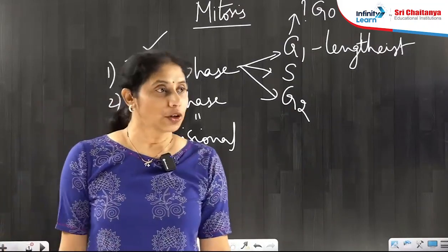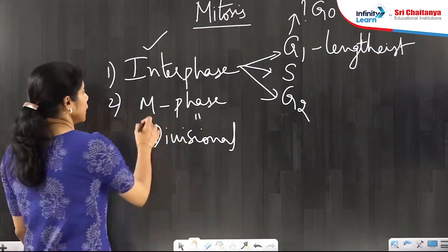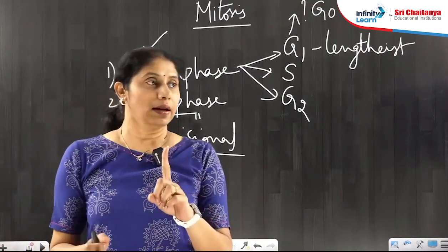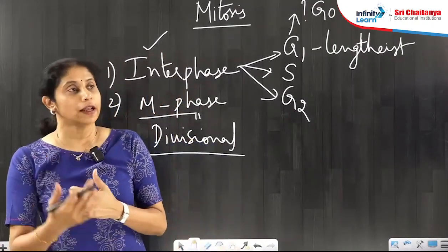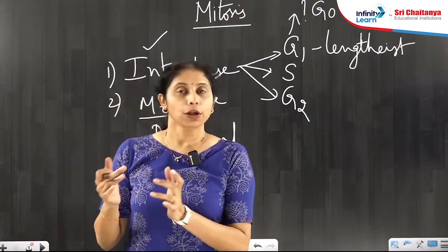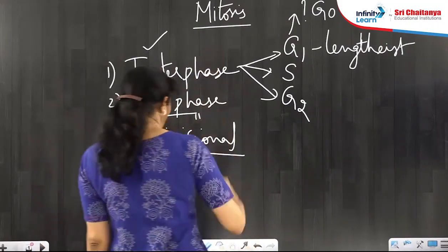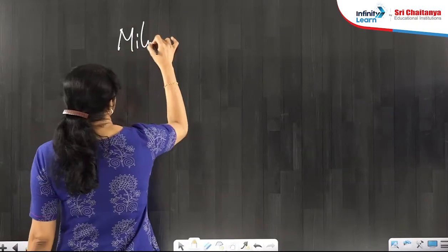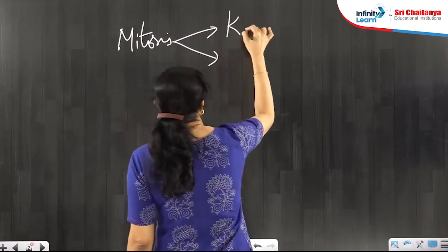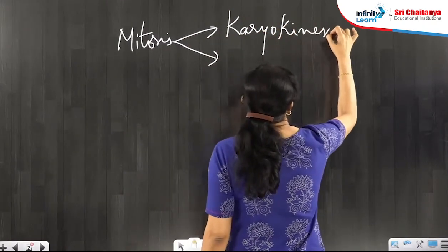Now let us go to the actual topic of today, that is mitosis, which is nothing but M phase or divisional phase. In mitosis, one cell will be entering, and finally after the mitosis you will be getting two daughter cells. One cell will become two daughter cells. And this mitosis involves two stages. They are called as karyokinesis and cytokinesis.